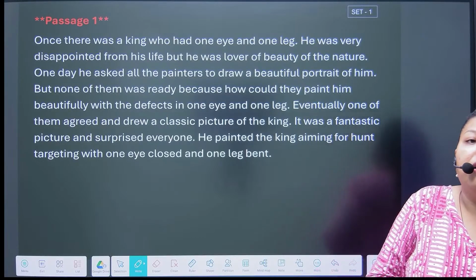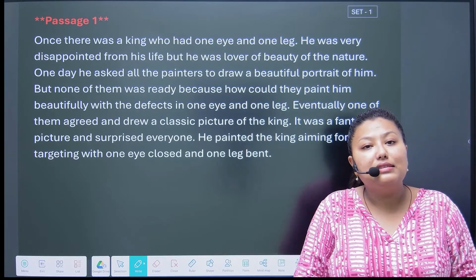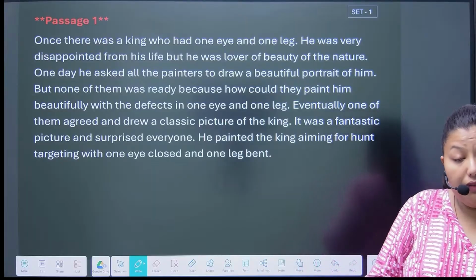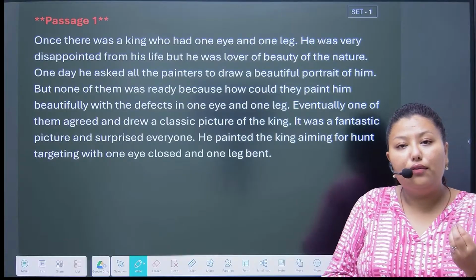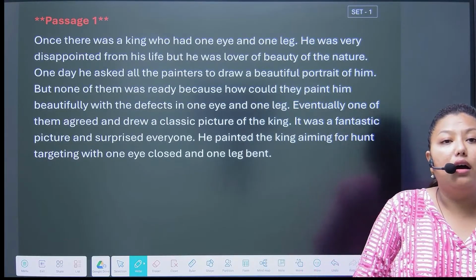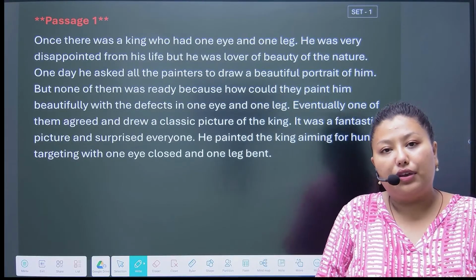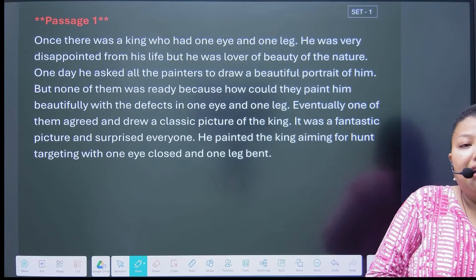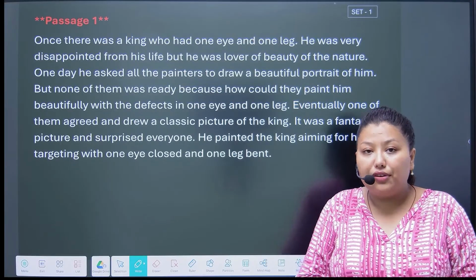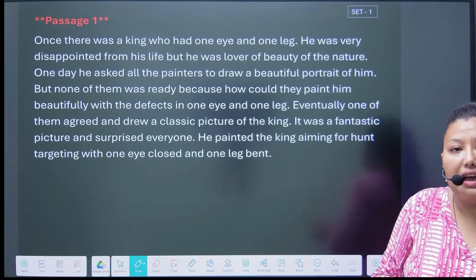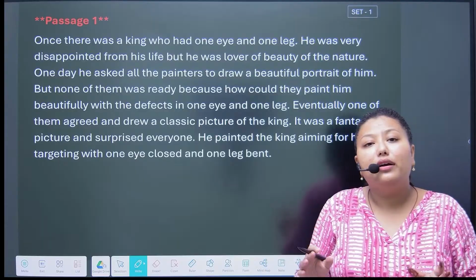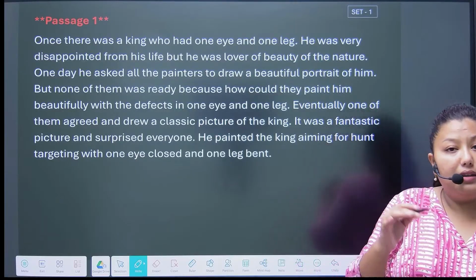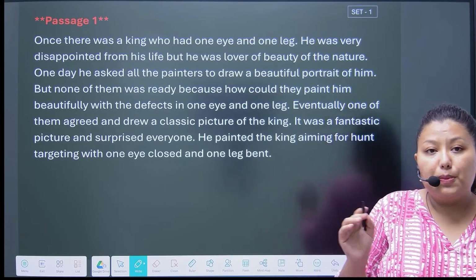Eventually, one of them agreed and drew a classic picture of the king. So eventually, a painter agreed to draw a portrait of the king, and he drew a classic picture of the king. It was a fantastic picture and surprised everyone, because other painters were not agreeing to paint the king's picture.